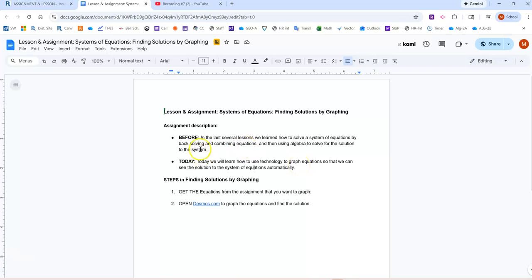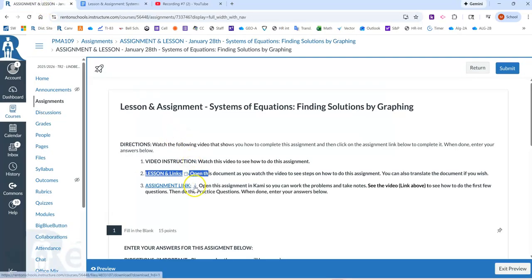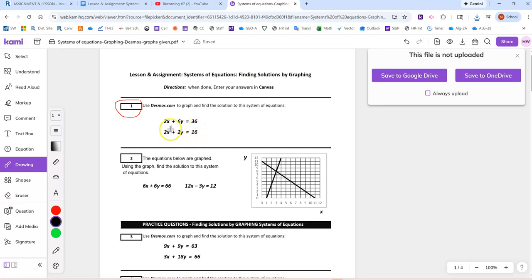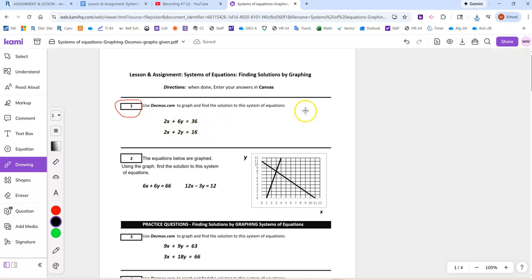Okay, so the first thing is let's go ahead and get the assignment for today. I'm going to go back to Canvas and open up the assignment. Remember to open it up in Kami. Okay, so here's the assignment, and I've opened it up in Kami. Now, normally, if we look at question number 1, that's where we're starting, right? Normally we could look at this and try to combine the equations and find the answer. But today we're going to use a different method to find the answer, and I'm going to show you how to use technology.